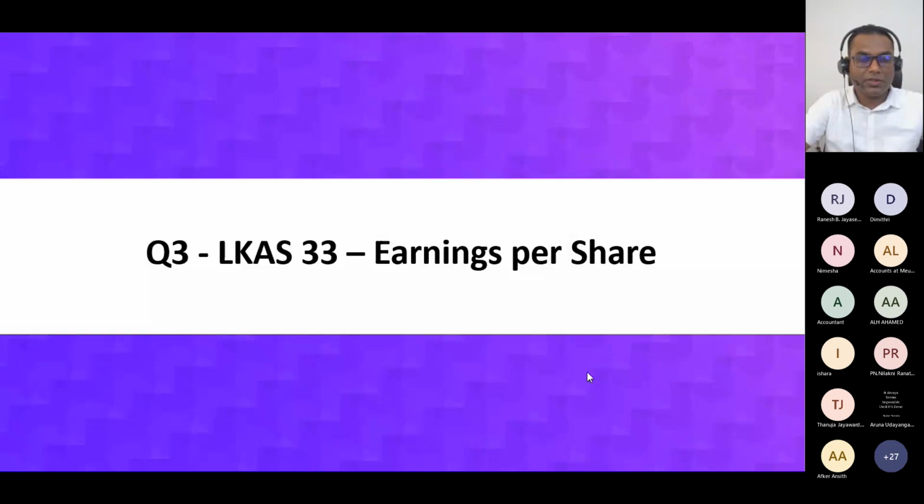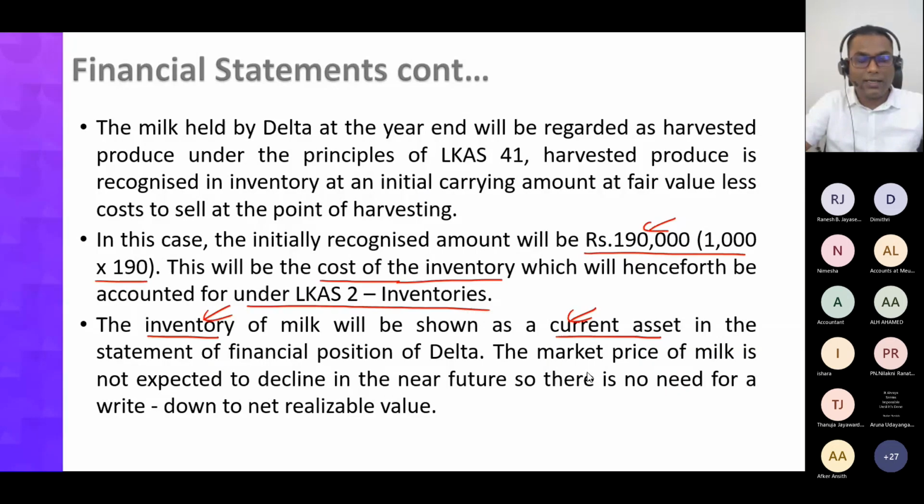Initially, it would become agricultural produce worth 190,000 rupees if I take the numbers from this question, right? So you debit agricultural produce 190,000, credit P&L. Then the same 190,000, you credit the agricultural produce and debit inventory. At the time of transfer, no profit or loss is recognized because fair value less cost to sell would become the deemed cost for the inventory valuation initially. Hope it's clear. But the cows are recognized as per LKAS 16, right? No, no. Cows are recognized as a biological asset under LKAS 41.